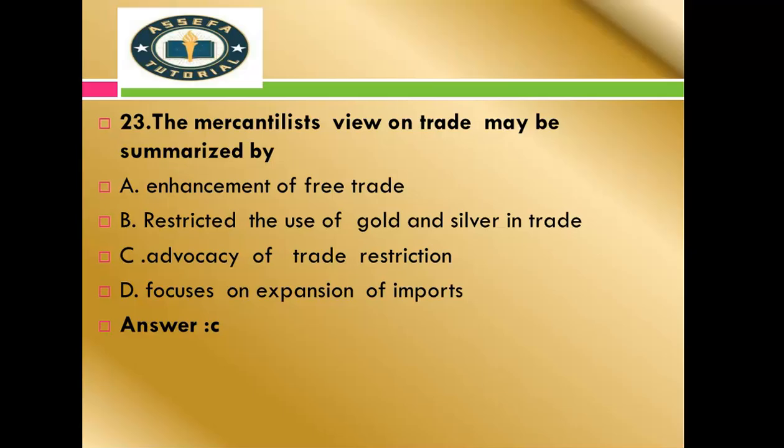Question number 23: mercantilists' view on trade may be summarized by A, enhancement of free trade; B, restricted use of gold and silver in trade; C, advocacy for trade restriction; D, focus on expansion of imports. So the correct answer for this question is C.